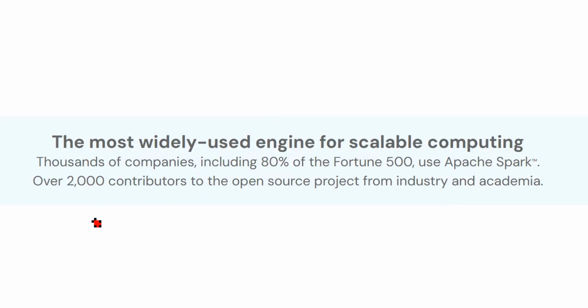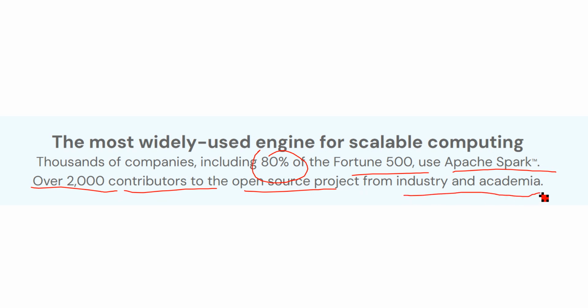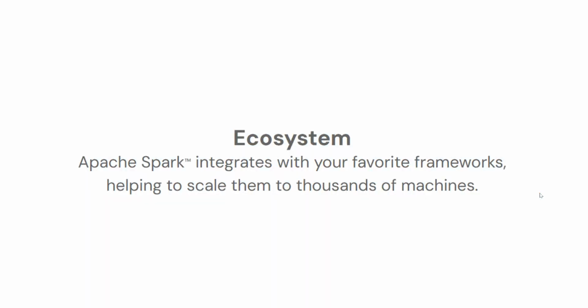It is the most widely used engine for scalable computing. Thousands of companies, including 80% of the Fortune 500, use Apache Spark, with over 2000 contributors to the open source project from industry and academia. So you can think about how famous this tool is. The ecosystem of Apache Spark is integrated with your favorite frameworks, helping to scale them to thousands of machines, especially in a clustered environment for data processing.